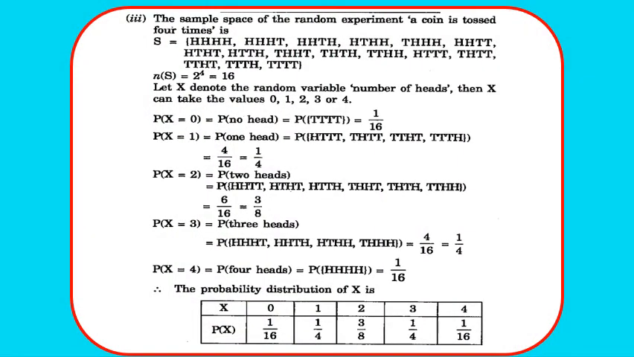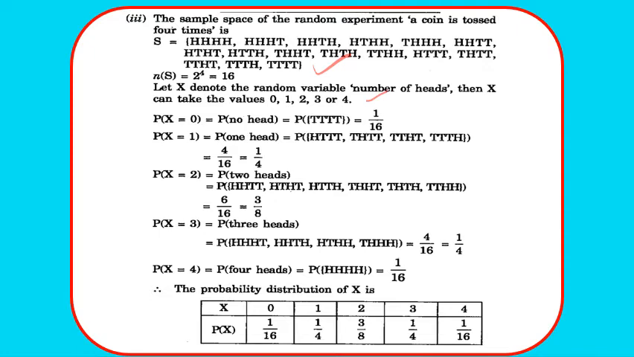Now second, the sample space of the random experiment, a coin is tossed 4 times. So this one is the sample space when a coin is tossed 4 times. So the number of elements is 2 power 4, we know that it will be equal to 16. Now let X denote the random variable number of heads. So the possible values of X will be 0, 1, 2, 3 or 4.